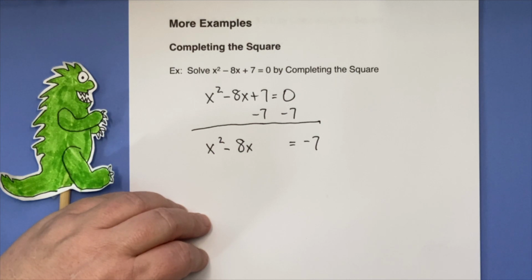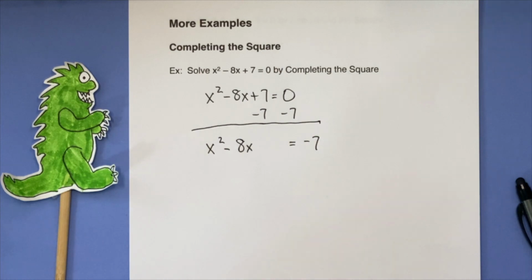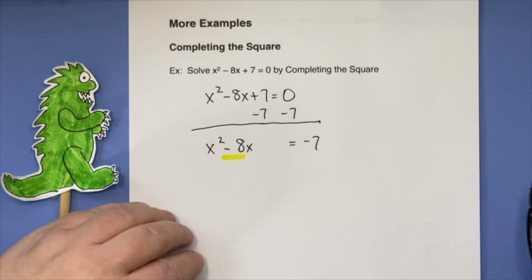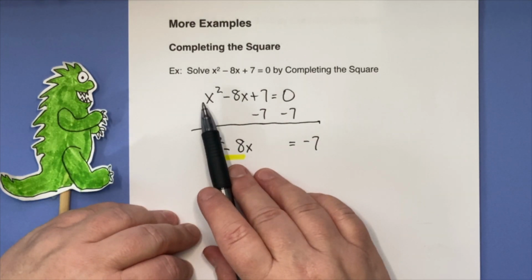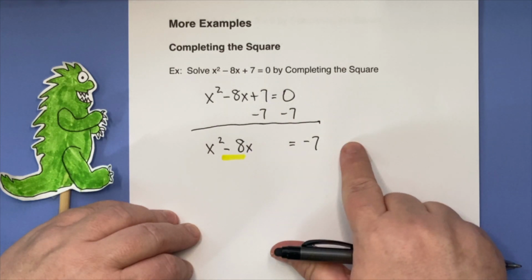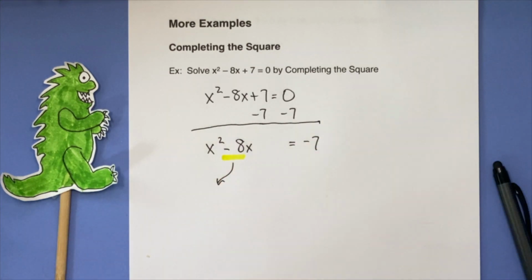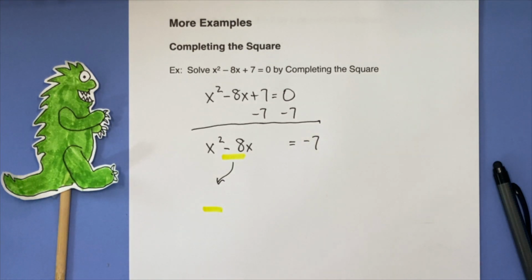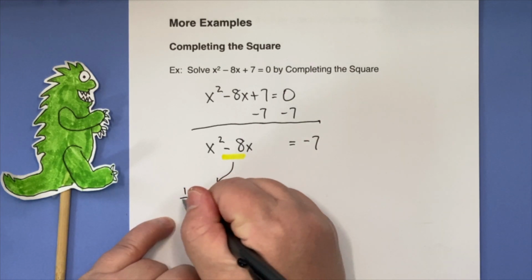The next thing I'm going to do is I'm going to focus on this number right here. I'll go ahead and underline that. The negative 8, the coefficient of x. The one that would be b if you're looking at ax squared plus bx plus c. The c goes over on this side, and then we're just going to focus on the b. And I'm going to take that b, which is negative 8, and I'm going to multiply it by 1/2.